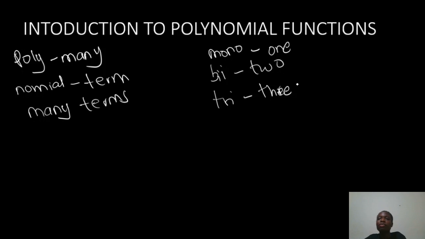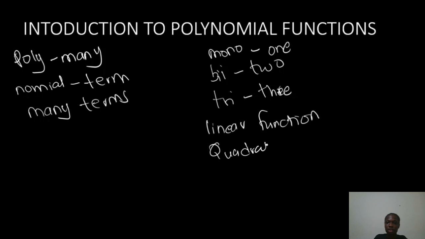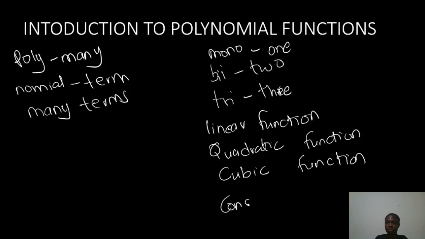Okay, so we also have other types of functions based on the highest degree of the independent term in the function. Based on that, we have the linear function, we have the quadratic function, we have the cubic function, then we also have the constant function.